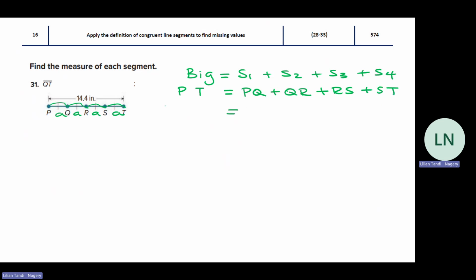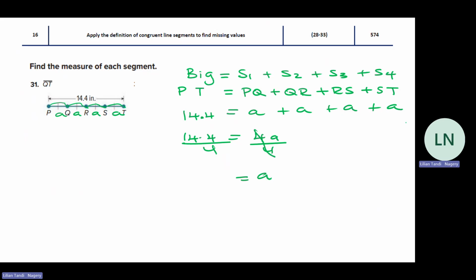What do I know? I know PT is 14 and 4/10. I know PQ is A, because they're all congruent. I have to use the same variable, okay? So this is 14 and 4/10 equals to 4A. Divide by 4, divide by 4. A equals to 4 and 2 tenths.